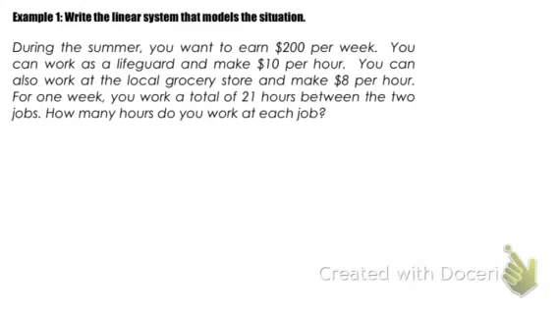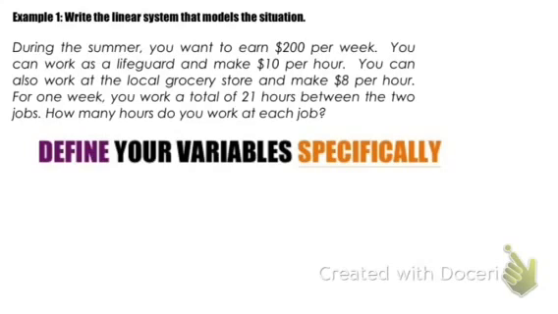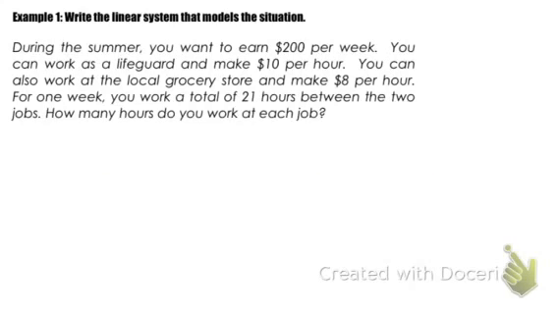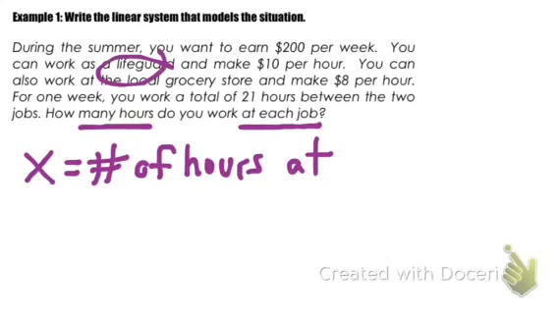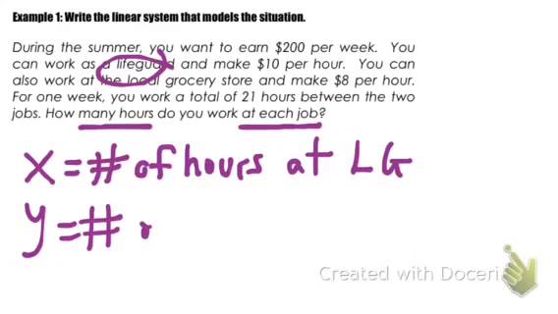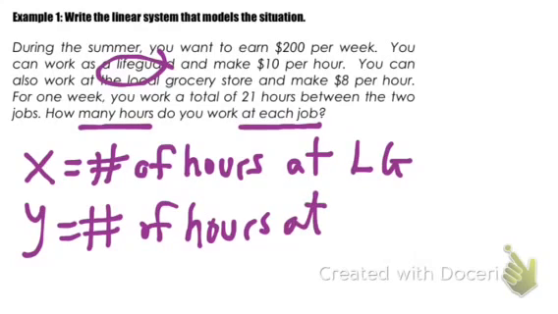Alright, so the first thing that you want to do after reading a word problem is to define your variables as specific as you can. If we're asked how many hours we work at each job, it seems like our 2 variables would be the number of hours at each job. So what are the 2 jobs? We're going to say x is the number of hours at the first job, as a lifeguard. And then let's say our y would be the number of hours at the grocery store. Those are our 2 jobs.